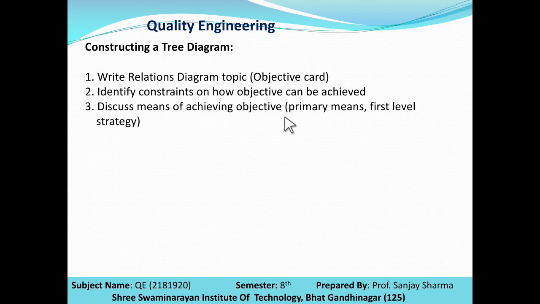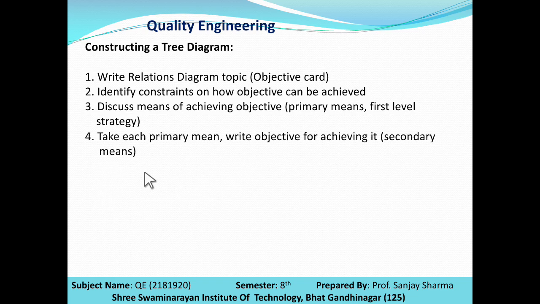Discuss the means of achieving the objective: primary means, first level strategy. Discuss how we can achieve the objective at the primary level. Take each primary means and write an objective for achieving it at the secondary means. It means once you decide on the objective, branch it into the primary means at the first level, and after that, once the first level is decided, branch it into the secondary means, and write the objective for achieving it.